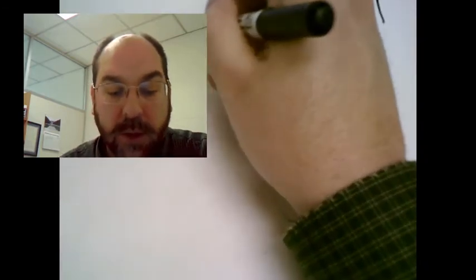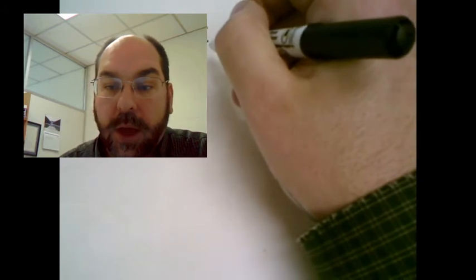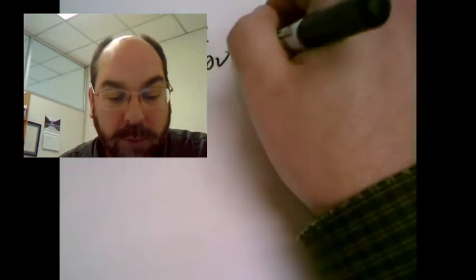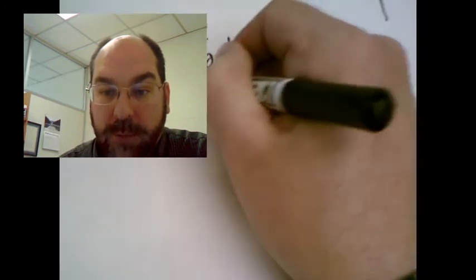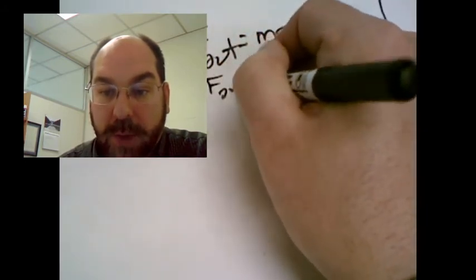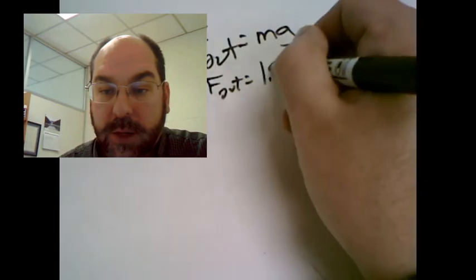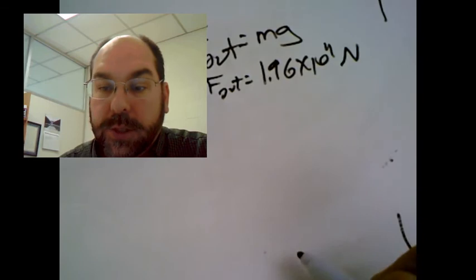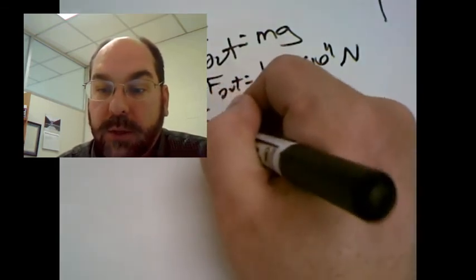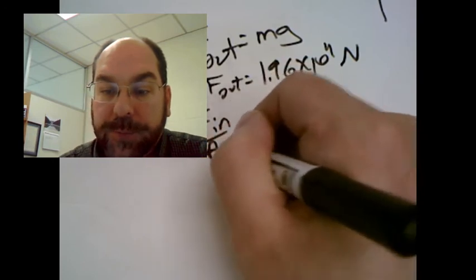Alright, so we should know things like maybe the force that we're talking about. It's a 2,000 kilogram car, so force out equals mg. The mass is 2,000 kilograms. The acceleration due to gravity is still 9.8 meters per second squared. So we get 1.96 times 10 to the fourth newtons is our force out.